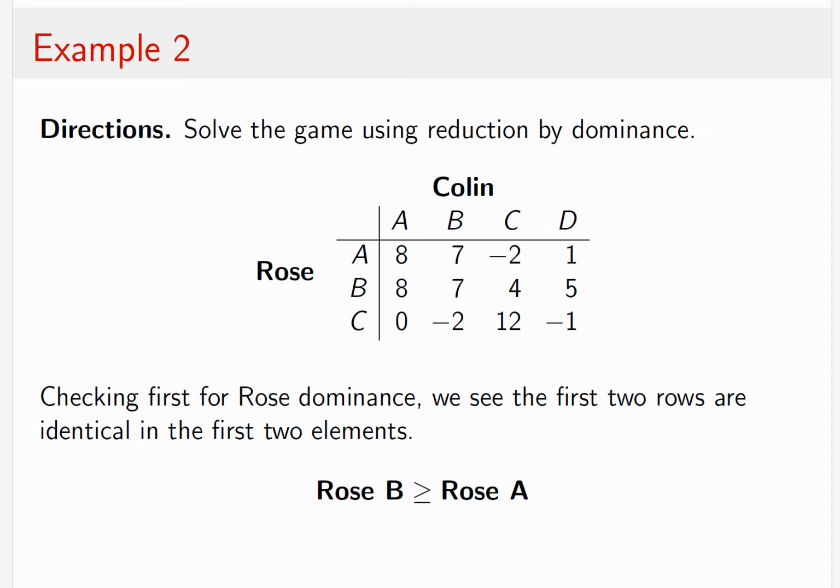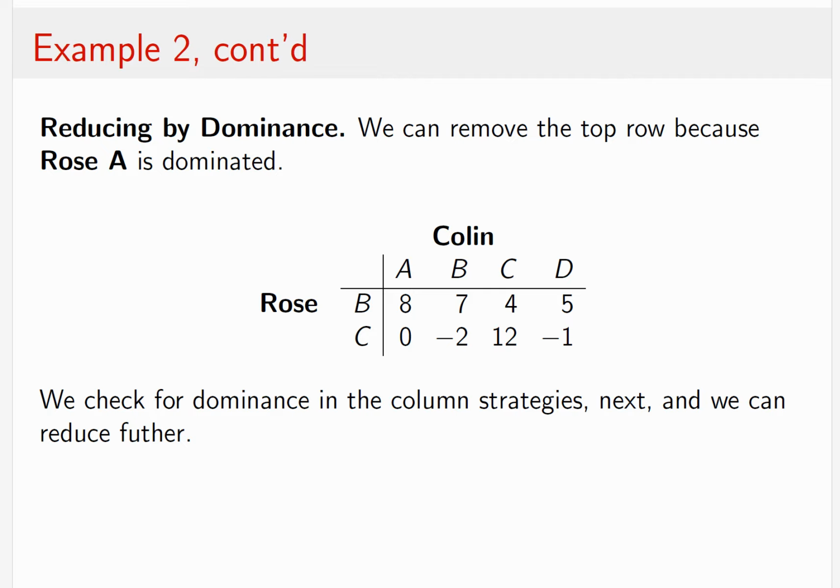Remember, we're doing reduction by dominance here. And since Rose will never play A, we can just get rid of it. We can just cross it off. And one thing that we do just to keep from going insane, trust me, with these large games and we reduce a few times by dominance, it starts to get real messy if I just cross out the row. So rewriting the game isn't terribly bad, so let's do it.